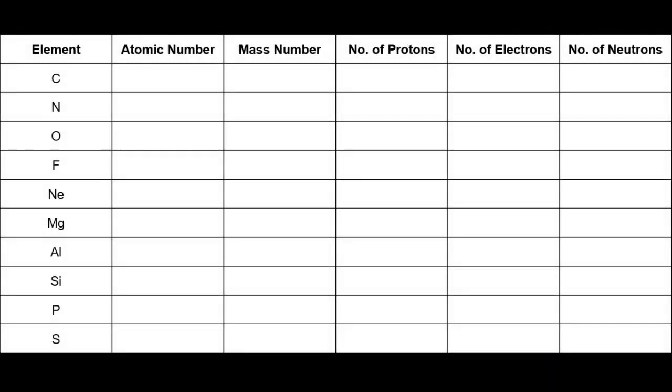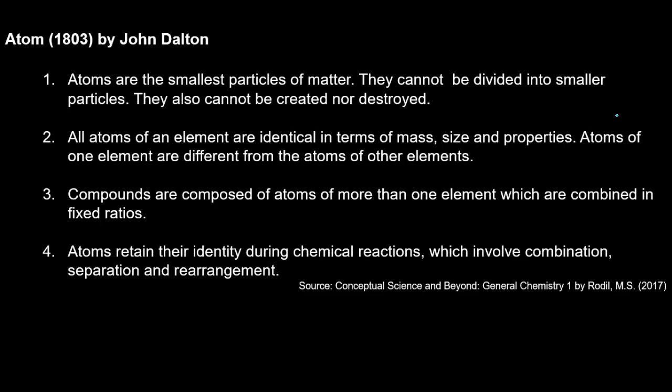As a practice, you can try answering this one. You can find out the atomic number and the mass number in the table of elements, and then you can do some addition and subtraction to identify the number of protons, electrons, and neutrons. So we just discussed the first updates on the atomic theory. We now know that atoms are not the smallest particles of matter and that they can be divided into smaller particles. These particles are electrons, protons, and neutrons.